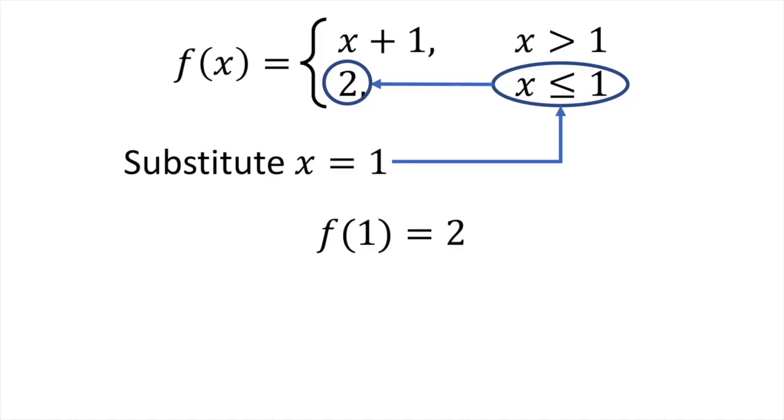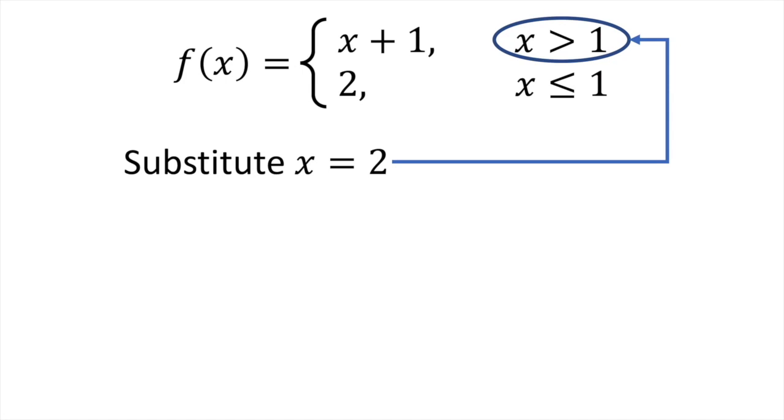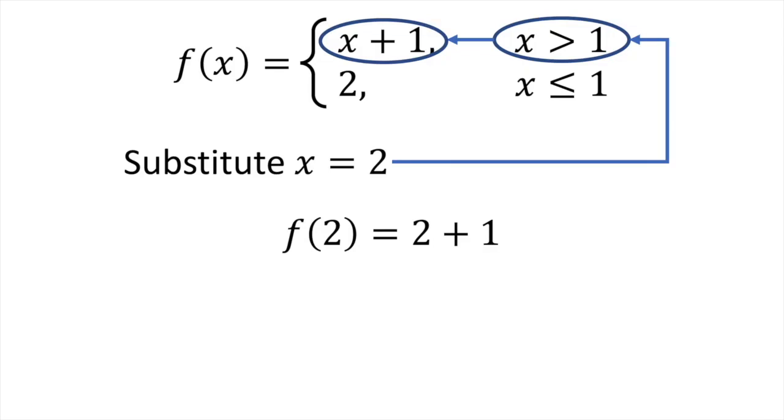Okay, finally, let's try x is equal to 2. This time, we know that 2 is greater than 1, so we are going with the x greater than 1 part of the domain, and we're using the formula that f of x is x plus 1. So, plugging in x is equal to 2, we get 2 plus 1, which is equal to 3. So f of 2 is 3.